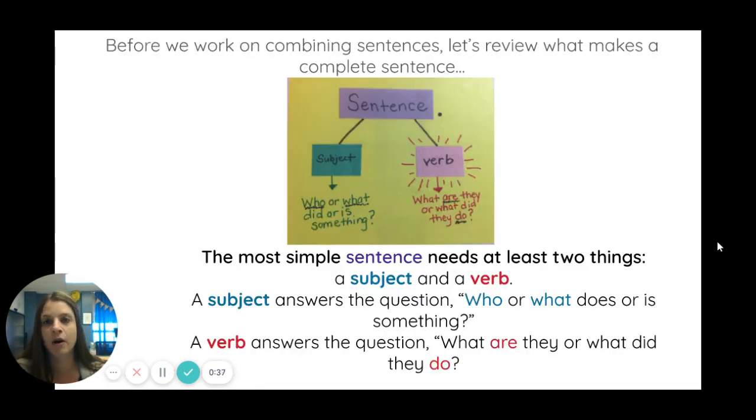So first, before we work on combining sentences, let's review what actually makes a complete sentence on its own. The most simple sentence needs to have at least two things: a subject and a verb. A subject answers the question who or what. Who or what does or is something. And then the verb answers the question, what are they or what did they do? So who is it, what is it, and what are they doing, that action. We just have to have those two parts to make a complete sentence.